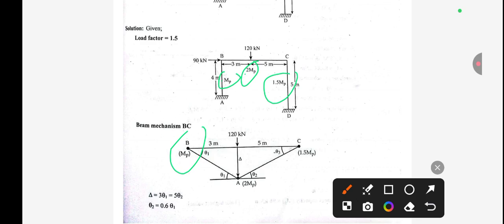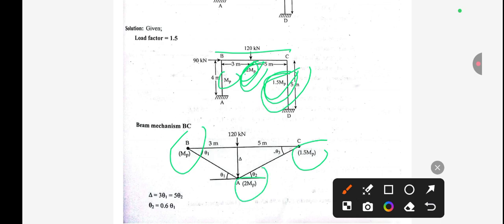Okay. And for this C, you can see here we have two different values. First one is 2 MP on two different sides, and another one is 1.5 MP. So the lesser will be 1.5. So we have to take this 1.5. Okay. And for this middle span BC, this is 2 MP. So this will be 2 MP.